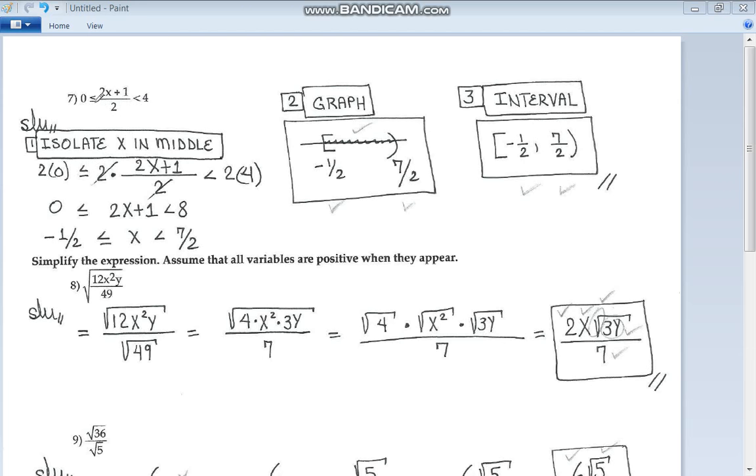2 times 0, bring down less than or equal to. 2 times 2x plus 1 over 2, and then we get a cancellation, of course, of the 2's. Bring down the less than symbol, 2 times 4. So we have 0 less than or equal to 2x plus 1 less than 8.